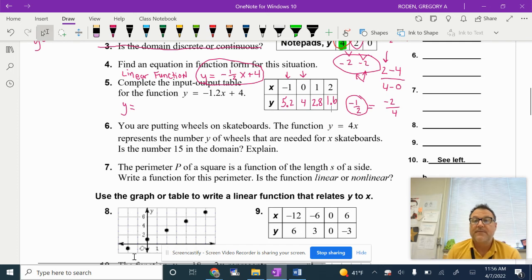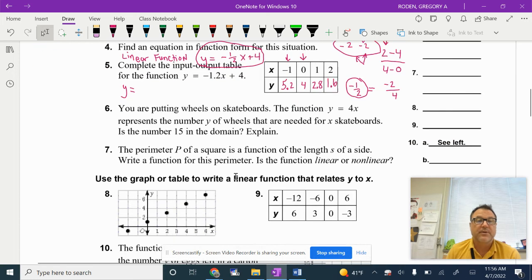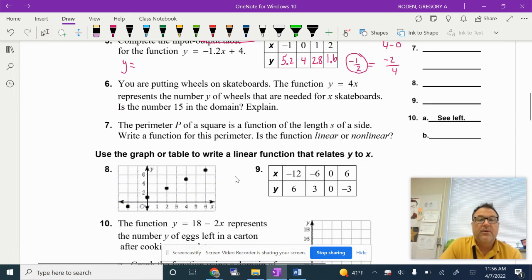We did number 5, and now we're going to do number 6. You are putting wheels on a skateboard. The function y equals 4x represents the number of wheels needed for x number of skateboards. Is 15 in the domain? Well, yes. What does x represent? y represents the number of wheels, and x is the number of skateboards, right? Because there are 4 wheels on every skateboard.